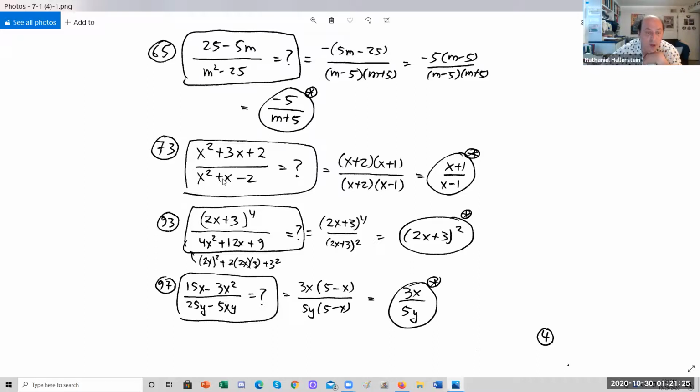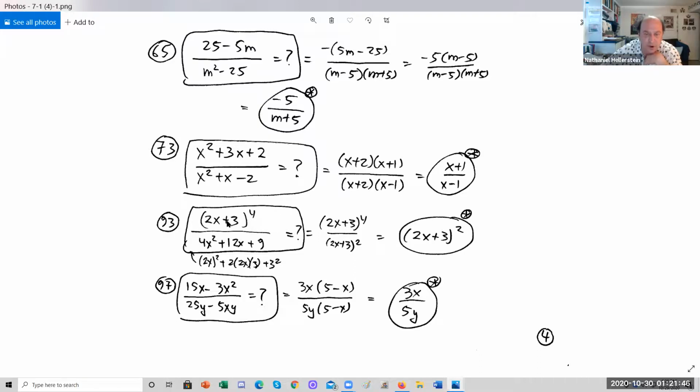Here we have quadratic over quadratic. x squared plus 3x plus 2 over x squared plus x minus 2. This first one, after the usual PQ method, factors into x plus 2 times x plus 1. This factors into x plus 2, x minus 1. The x plus 2's cancel, leaving x plus 1 over x minus 1.